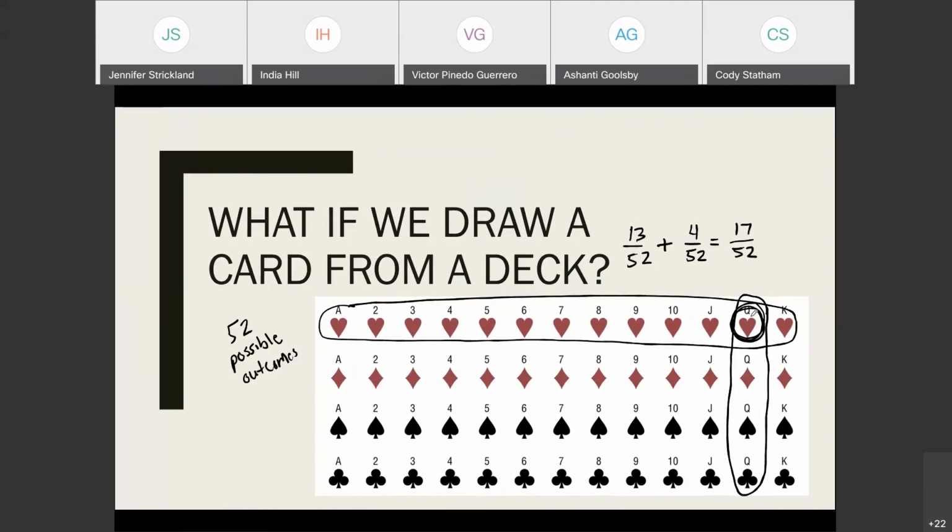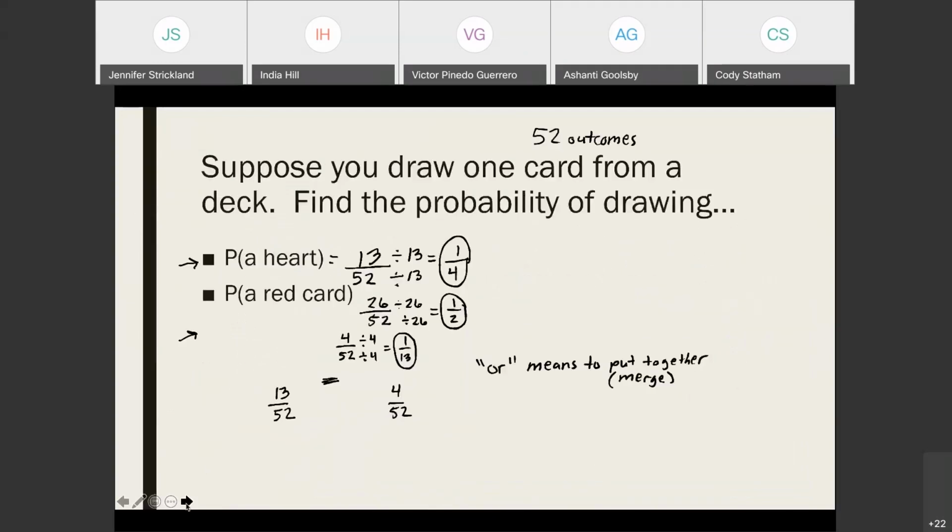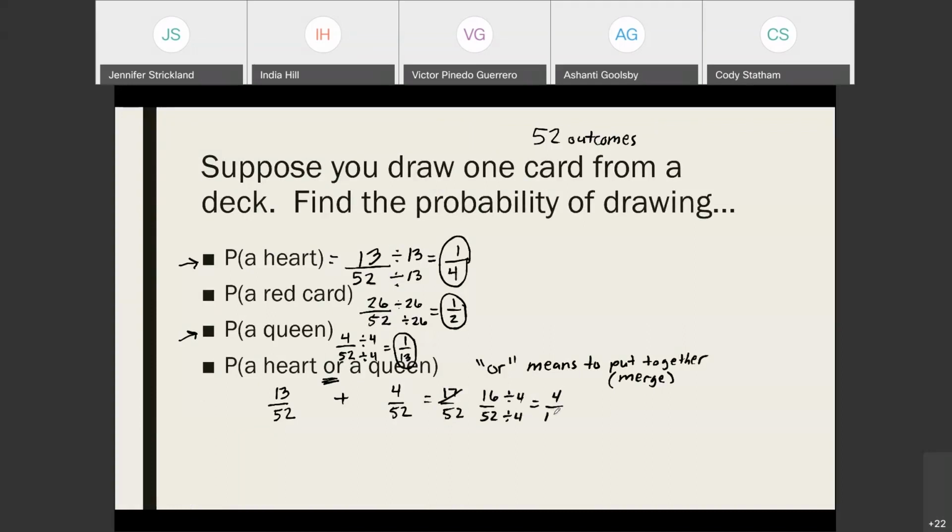So or does mean to merge them together, but you can't count the same thing twice. Does everybody see that? So it's not 17 out of 52, but it's 16 out of 52 for that one. Does that make sense to everybody? Let's put that in on our screen here. 16 out of 52 will be our answer. We can't have 17, but we're going to have 16 out of 52. We're going to divide both of these by 4 to reduce. 16 divided by 4 is 4. 52 divided by 4 is 13. So that's my final answer on that one.